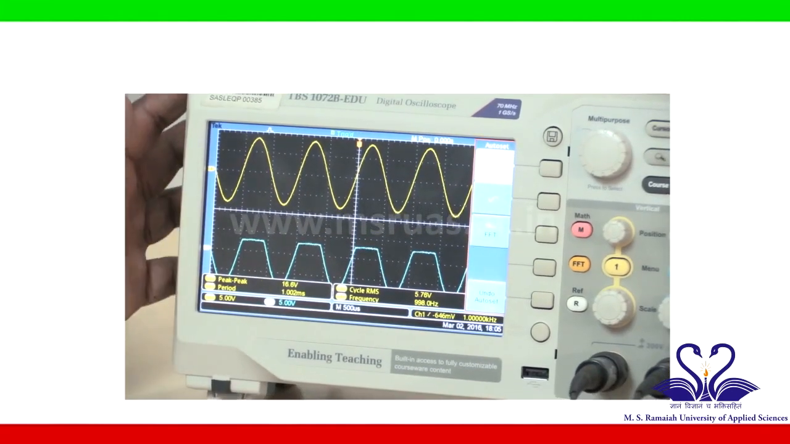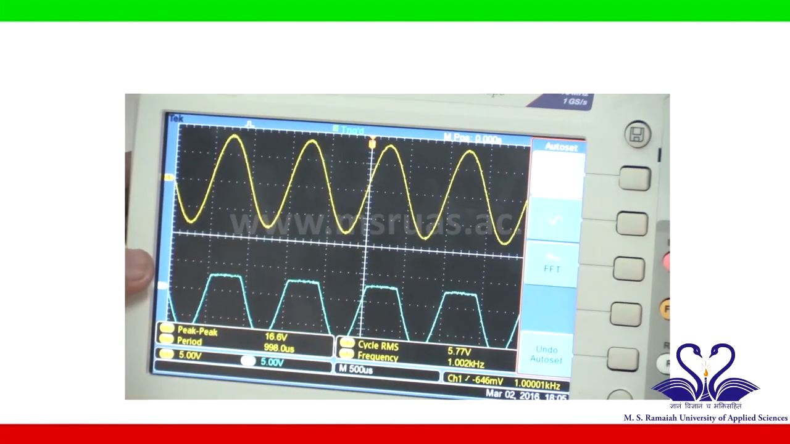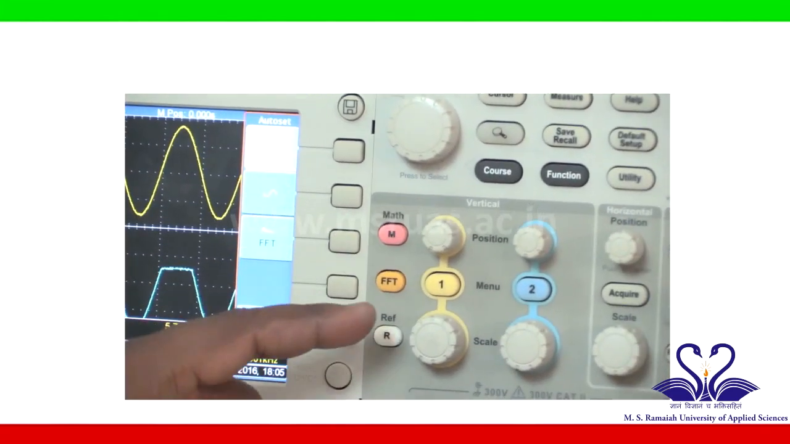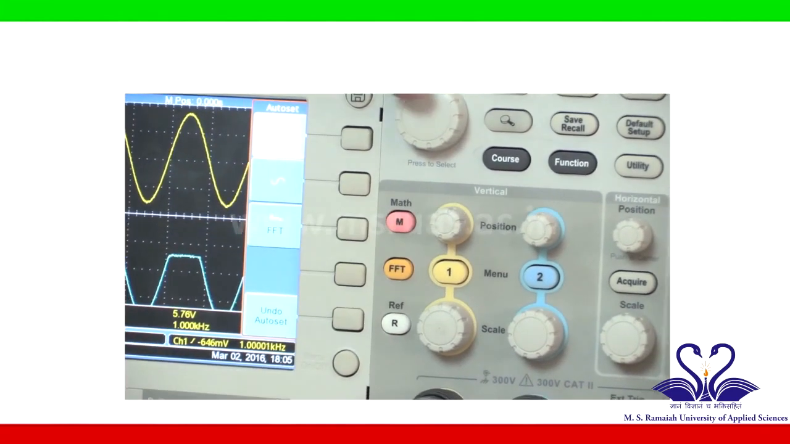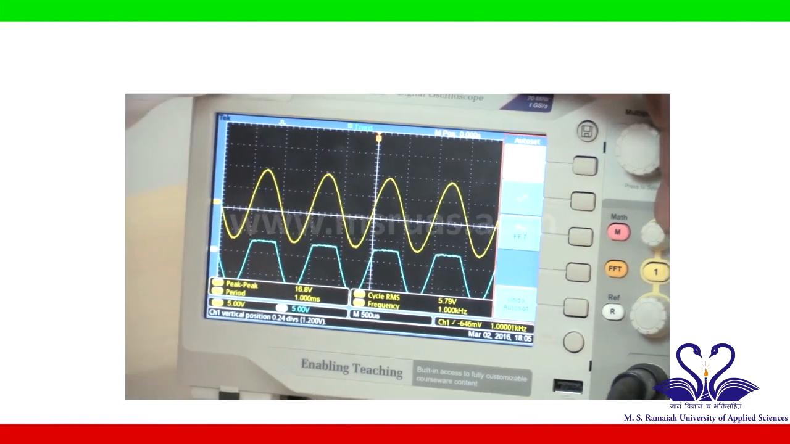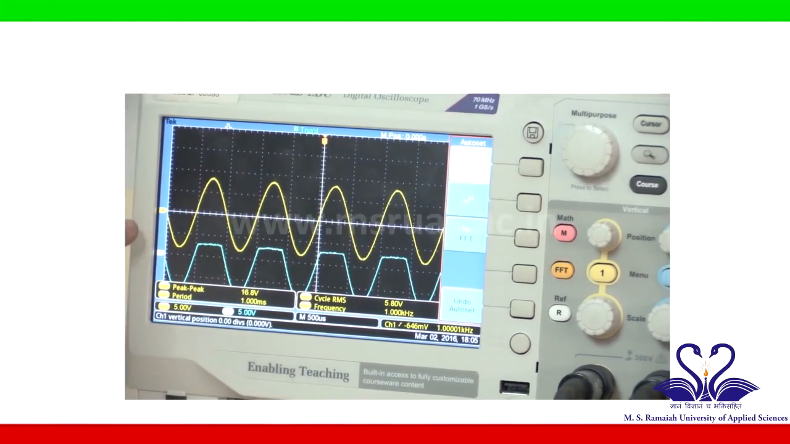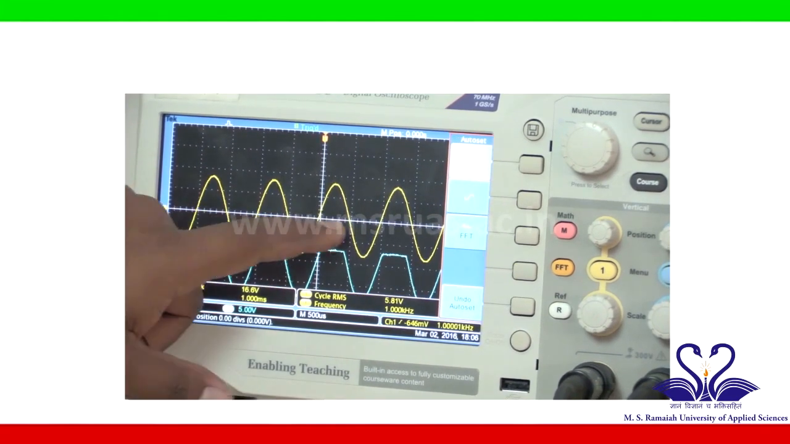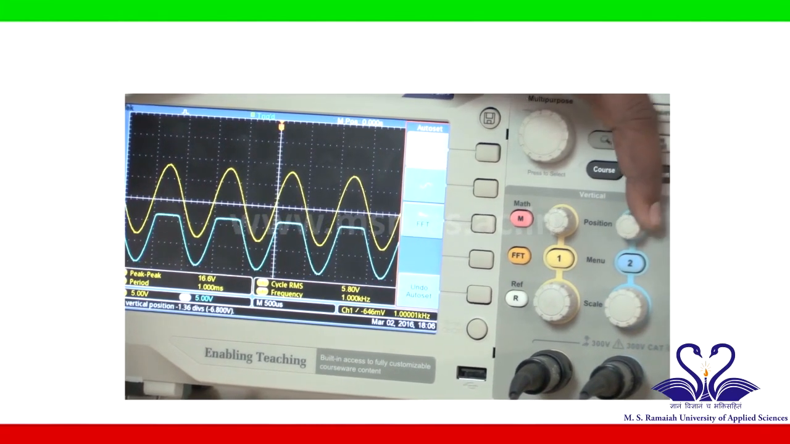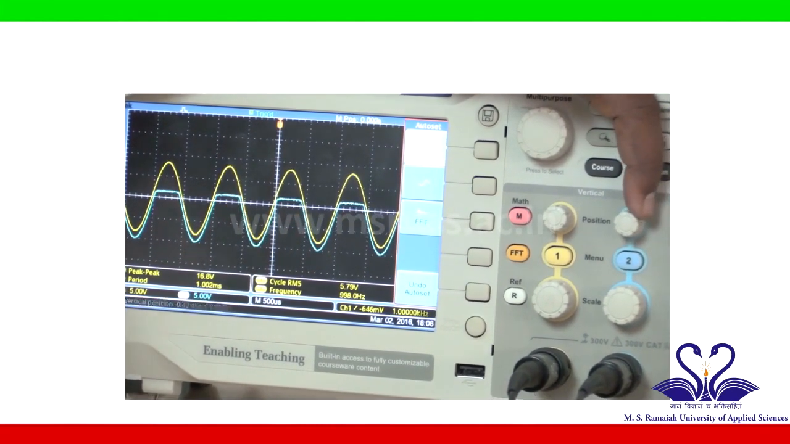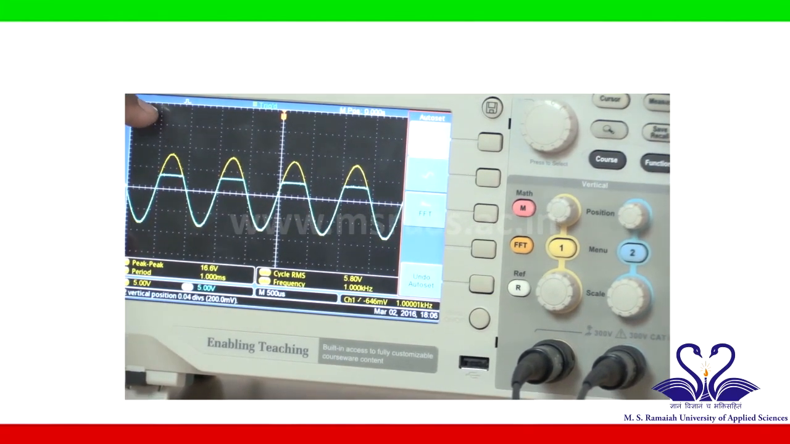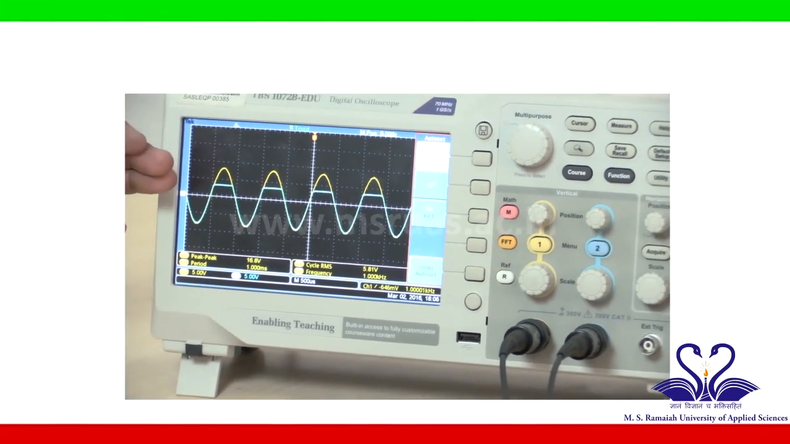Now, we will compare the input voltage and output voltage. To do that, we have to move the signal vertically up and down by using this vertical position knob. I am moving signal 1 to the center, so that the pointer 1 of signal 1 will merge with this reference axis. Similarly, I will bring the second waveform to the same position, that is, I will merge pointer 2 with the reference line. Now, I have two signals, one is input, one is output.